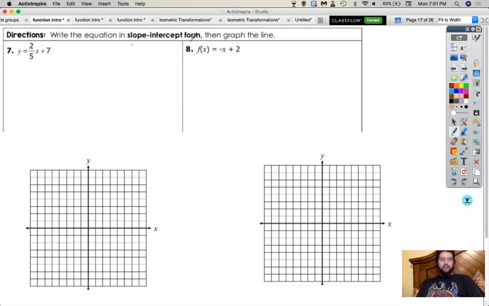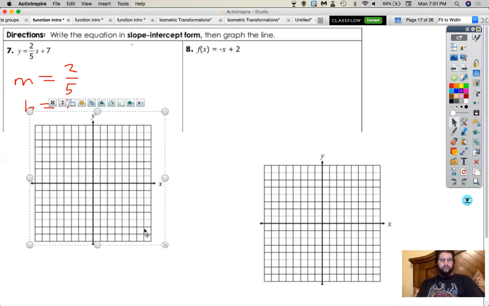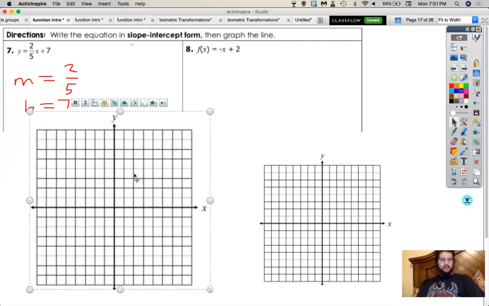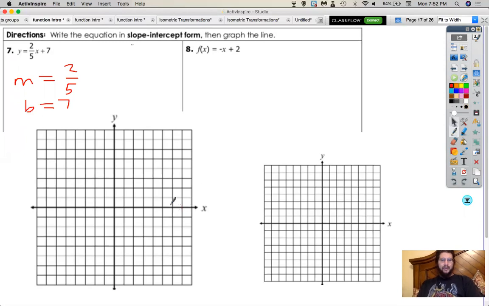So we want it in slope-intercept form. They're done. So let's write down our slope and our y-intercept. Now let's use that to graph this thing. So b is 7, so I'm going to put a dot on 7 on my y-axis. It's my y-intercept. 1, 2, 3, 4, 5, 6, 7, right there.